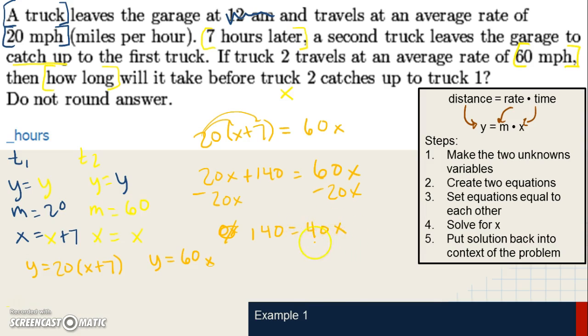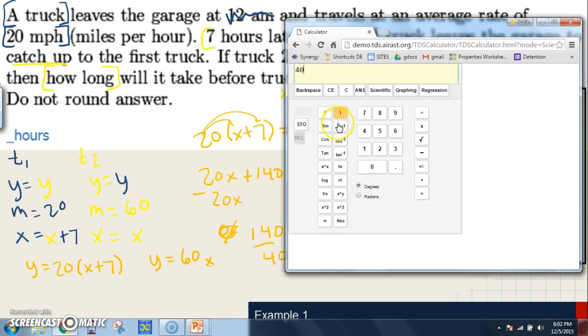And now we can go ahead and divide both sides, because that is the inverse of the multiplication. And I'm going to use the calculator once again. So we've got 140 divided by 40. So 140 divided by 40 equals, expression error. Why did that happen? Backspace. Let's try it again. 140 divided by 40 equals, why is it giving me expression error? I don't understand.